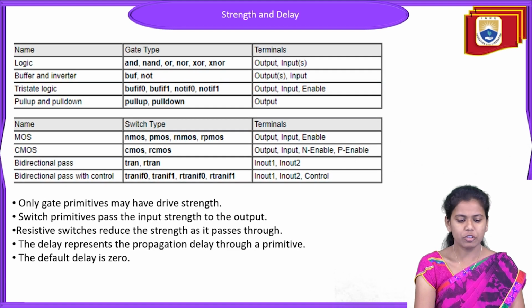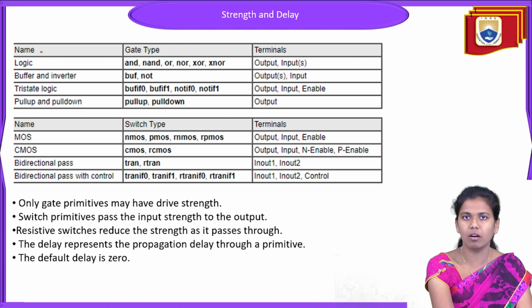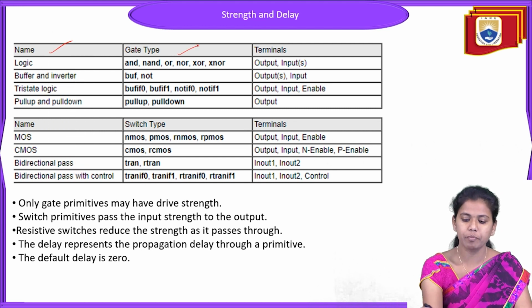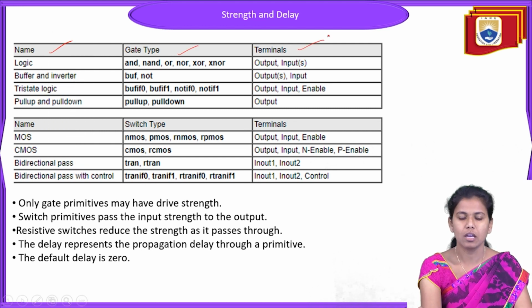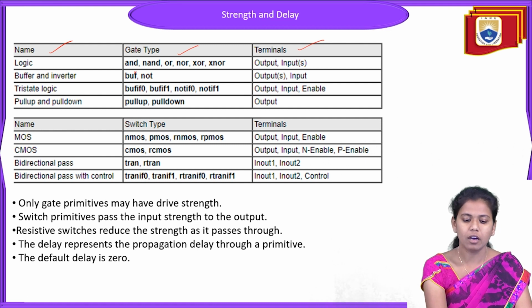So here, coming to the strengths and delays, we will see the strengths. Here, the first row is the name of the primitives, then the gate type, and then we have the terminal list. Coming to the logic, we have the gate types. We can achieve the logic of a particular gate, like AND, OR and NOR, and these are the basic gates we know.